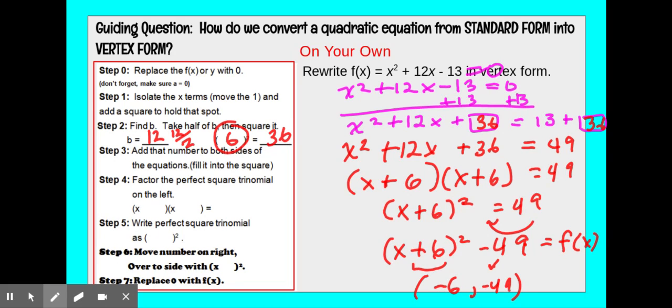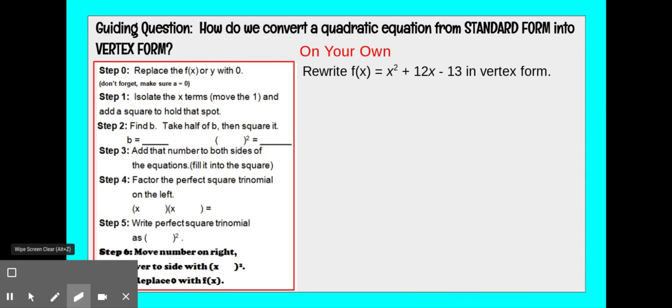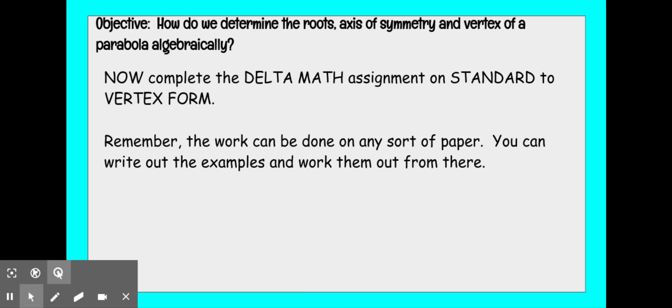So these are, just like I said, important details that you guys have to really hone in on and become more proficient in, okay? So what I'm going to ask you to do is make sure you pause the video, get all this down, and then go to Delta Math and do the standard to vertex form assignment. I think there's only 4, so try your best and do your best on them.